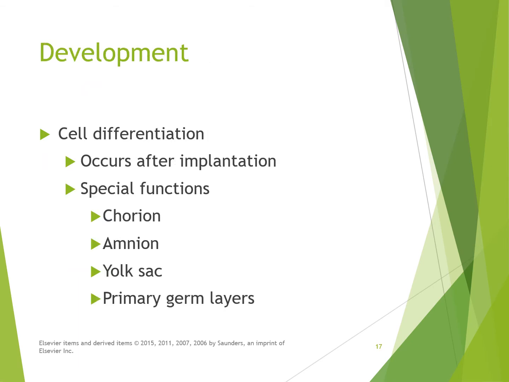Development, cell differentiation. Okay, so cell differentiation, what's happening? Okay, it occurs after implantation. Special functions, so the chorion, and we're going to talk about what all these things are. Amnion. Amnion is pretty obvious. Amniotic sac, okay, the bag of water. Yolk sac, and primary germ levels. So let's get into what all that means.